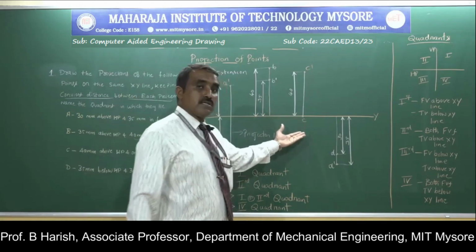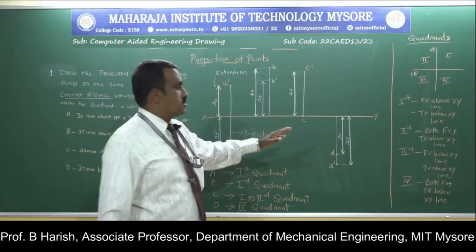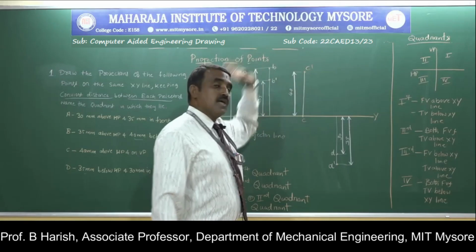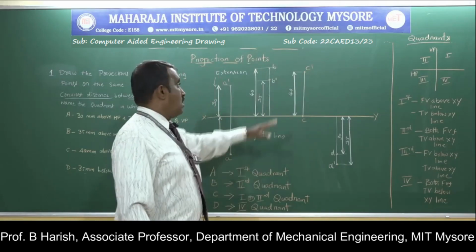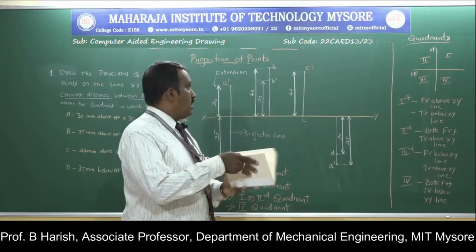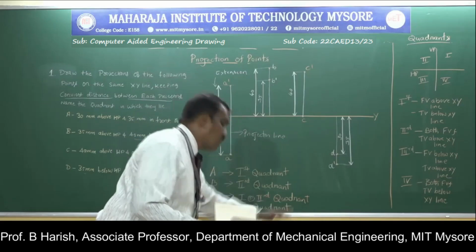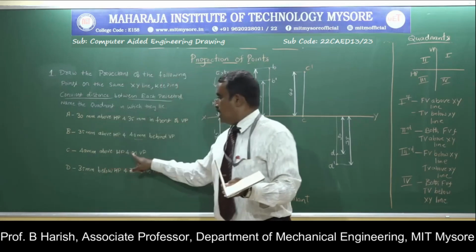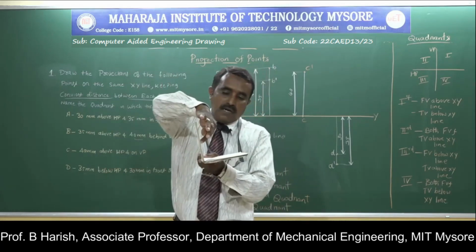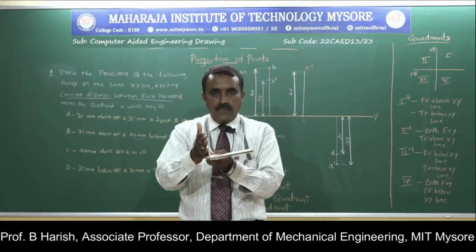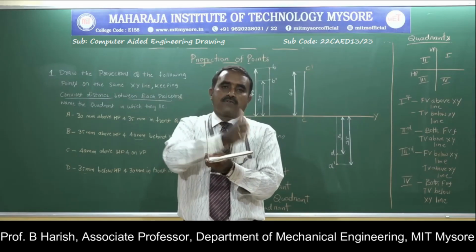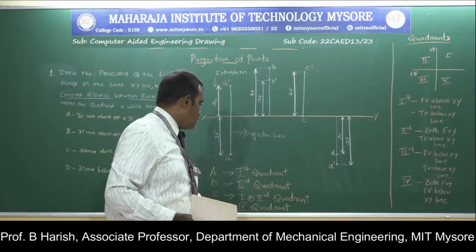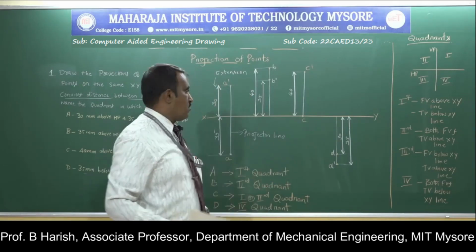Come to the third point. This is once again not a regular case, where the top view is on the XY line and the front view is above the XY line. So here it can be in the first or second quadrant. How? It is telling that the point is on VP, so it can be in front or it can be behind. If you take it in front, it will be in the first quadrant. If you consider it to be behind, it will be the second quadrant. Hence the point is in the first or second quadrant.